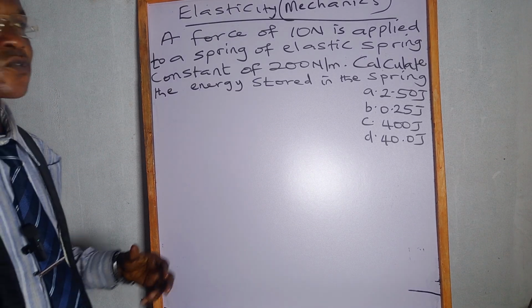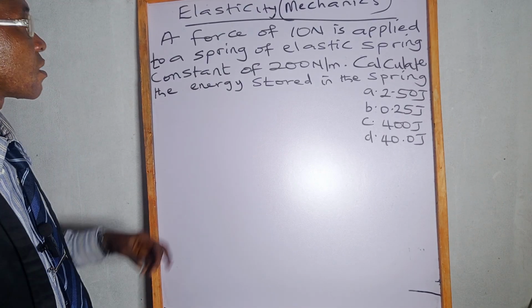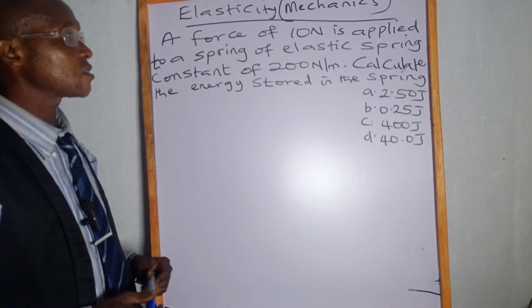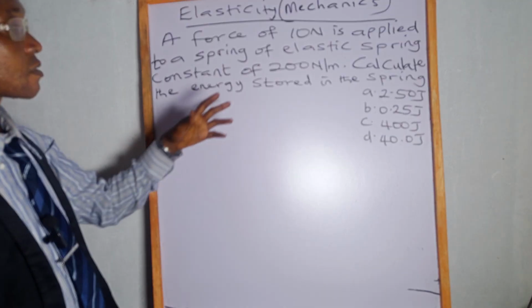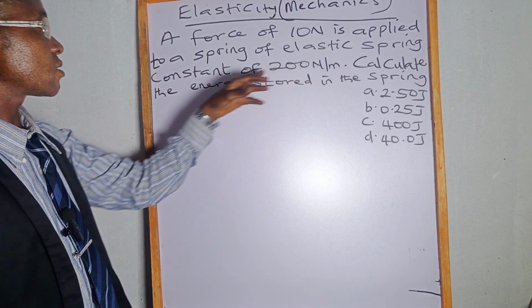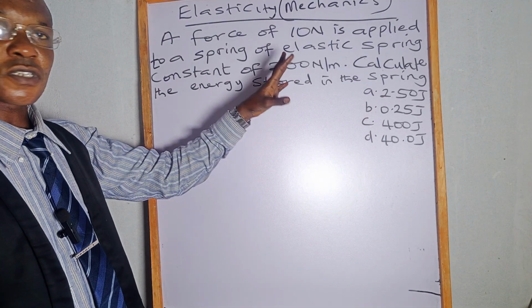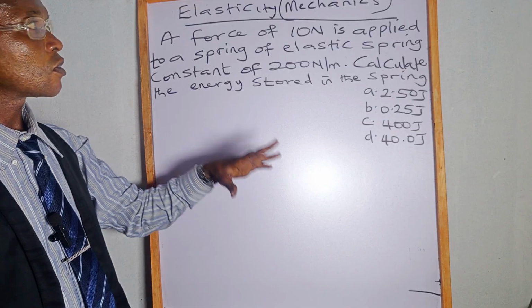Alright, welcome back to our continuation of our maintenance class in physics. A force of 10 Newton is applied to an elastic spring with a spring constant of 200 Newton per meter. Calculate the energy stored in the spring. Then you have these options. This is also a UTM question.